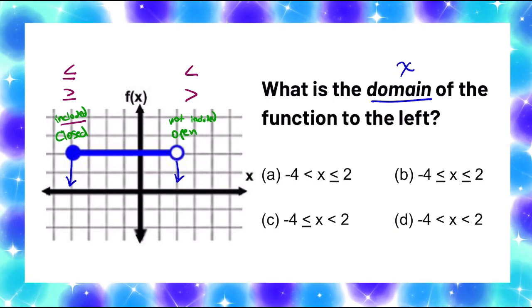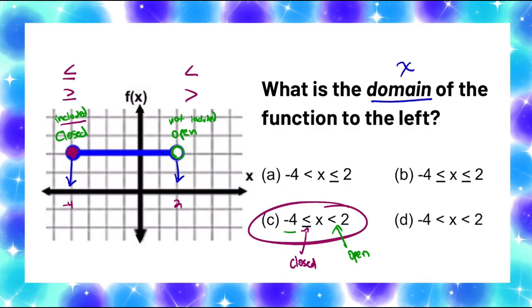So if I'm still starting at -4 and ending at 2, which choice do you think goes with this graph? This is actually going to be choice C, because I have a closed circle here, and that symbol goes with a closed circle. And then I have an open circle here, and that symbol goes with an open circle. So I have closed on the left, open on the right, and choice C matches that and has the correct numbers as well.